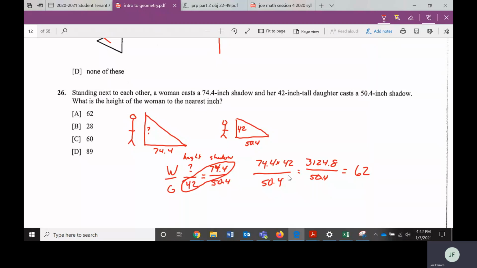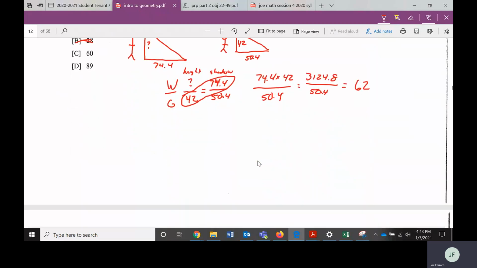Okay. And again, that should make sense. The woman's shadow is bigger than the girl's shadow, so her height should be bigger than the height of the girl. There's 3 of them that are, but 28 should be out. But again, there's how you set that up. So that one's a little more involved. Some of these are going to be quick. Some of them will be a little longer.